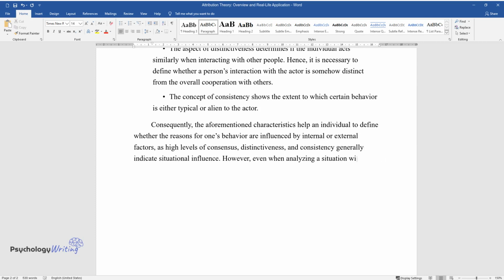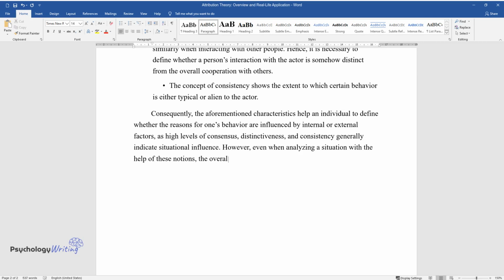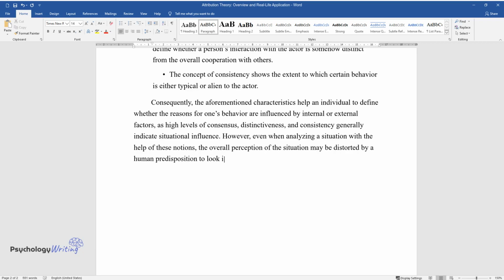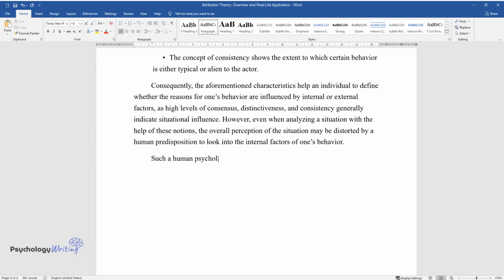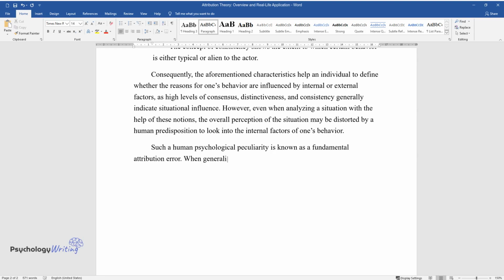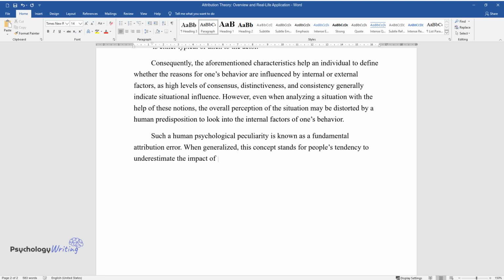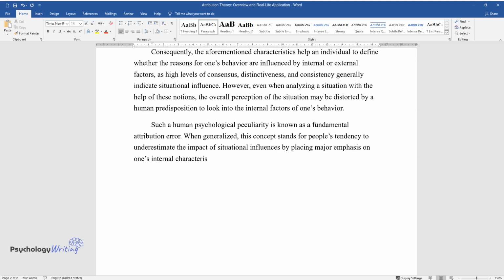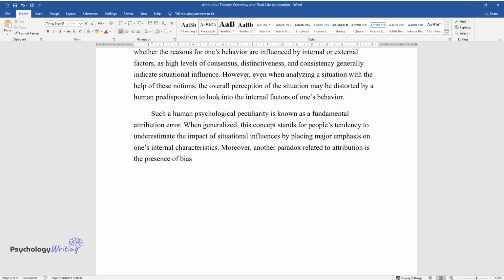However, even when analyzing a situation with the help of these notions, the overall perception of the situation may be distorted by a human predisposition to look into the internal factors of one's behavior. Such a human psychological peculiarity is known as a fundamental attribution error. When generalized, this concept stands for people's tendency to underestimate the impact of situational influences by placing major emphasis on one's internal characteristics. Moreover, another paradox related to attribution is the presence of biases when assessing personal behavior.